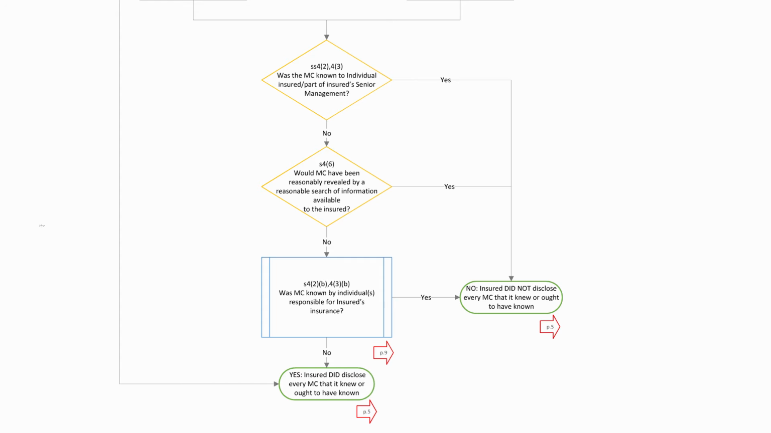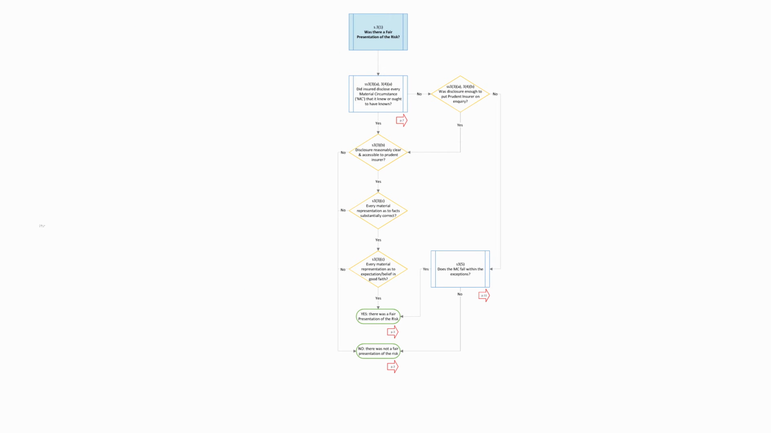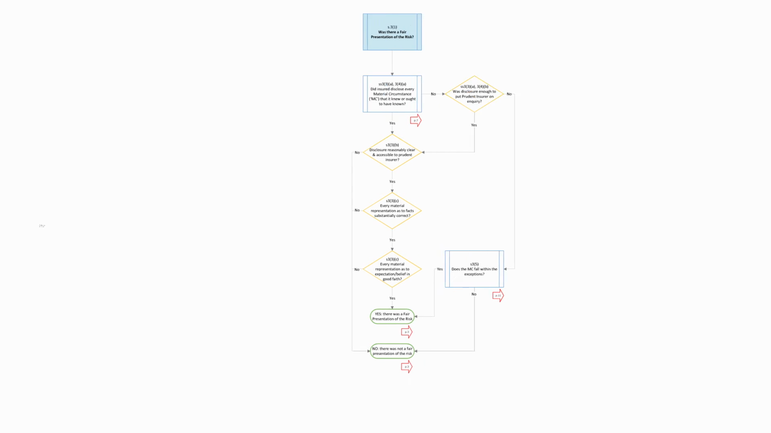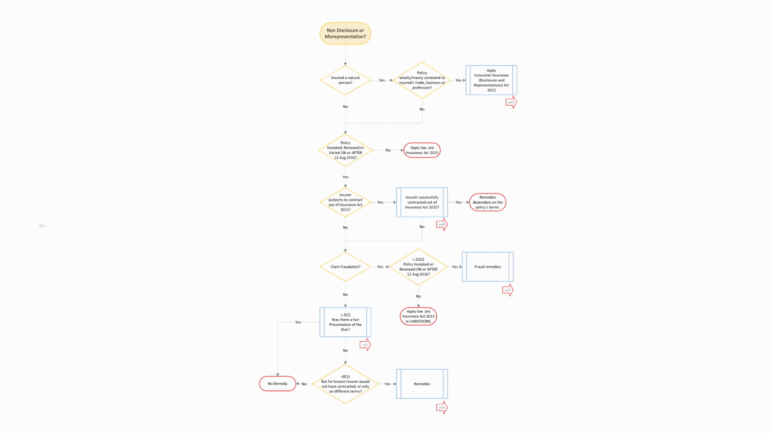You now take your answer, be it yes or no, and turn back to page 5. And here you will insert the answer into the blue box and work your way through the flowchart. I explained how to do that in the previous video. That in turn will help you to understand whether the insured has made a fair presentation of the risk, which will lead you through the rest of the flowchart on page 3 to discover whether the insurer has a remedy or not.